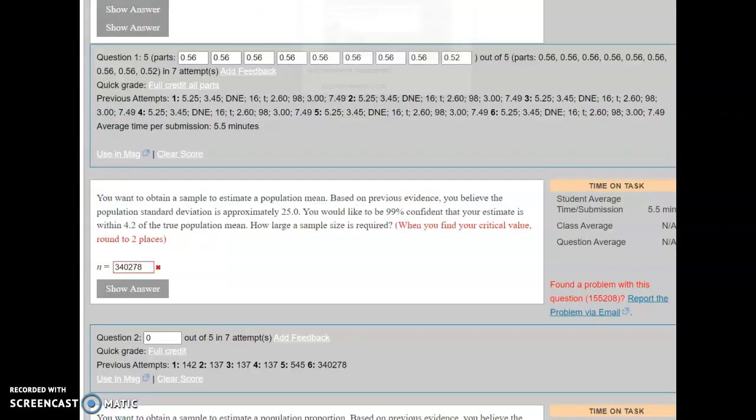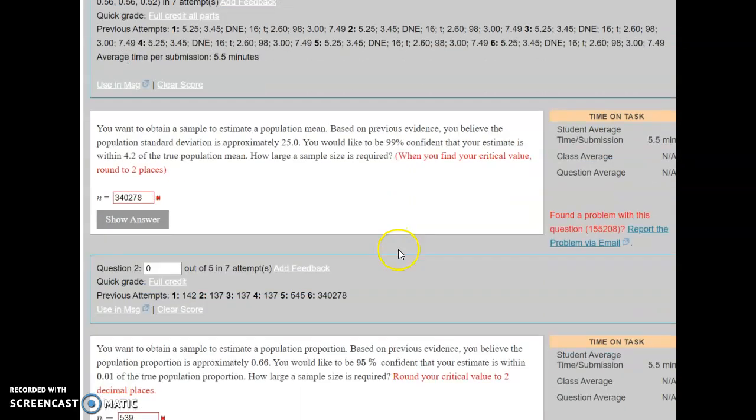Now looking at the homework. So this is the chapter 8 quiz. So this is problem 2 right here. The biggest thing when all these problems are mixed together is you need to know, how do I know this is a sample size problem?